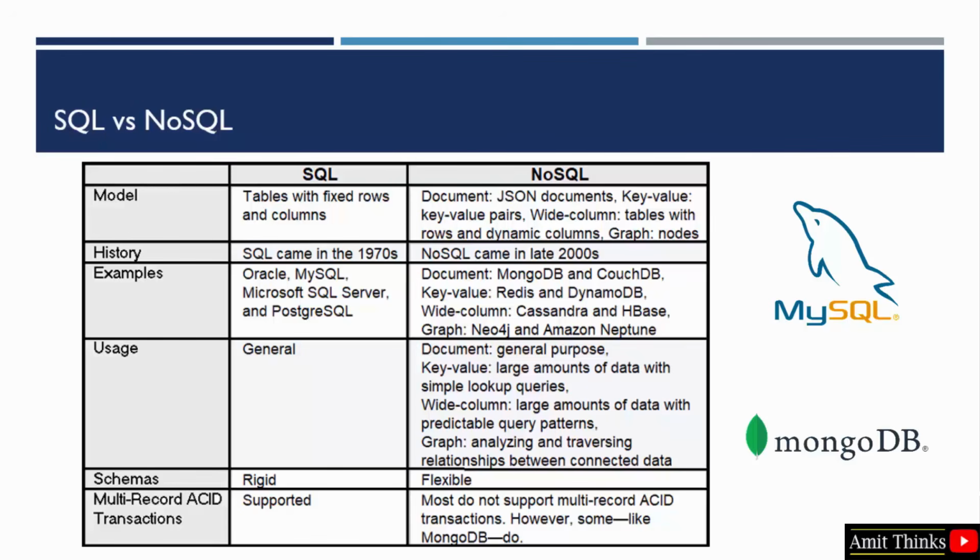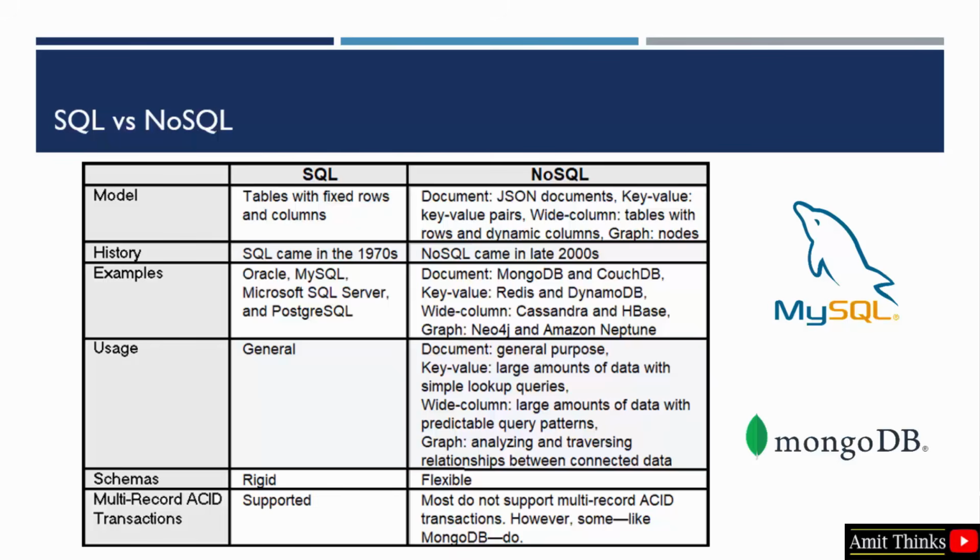So this is what SQL supports. And NoSQL is completely different. It supports various formats like document and storing data in the form of key values, graph nodes and other stuff. SQL came in 1970, so you can say more than 50 years it's been around. And NoSQL just came in late 2000, you can say.